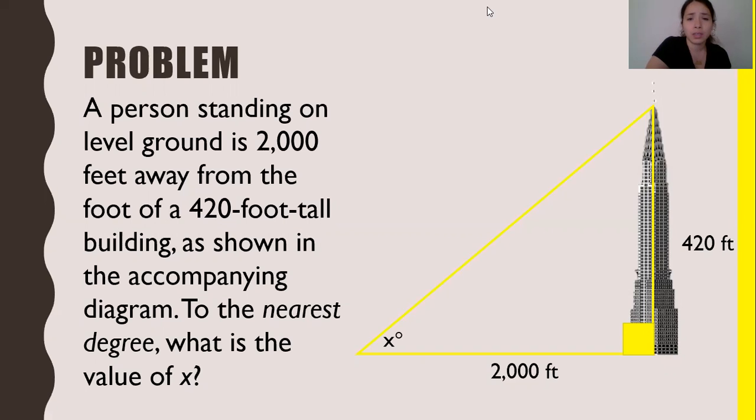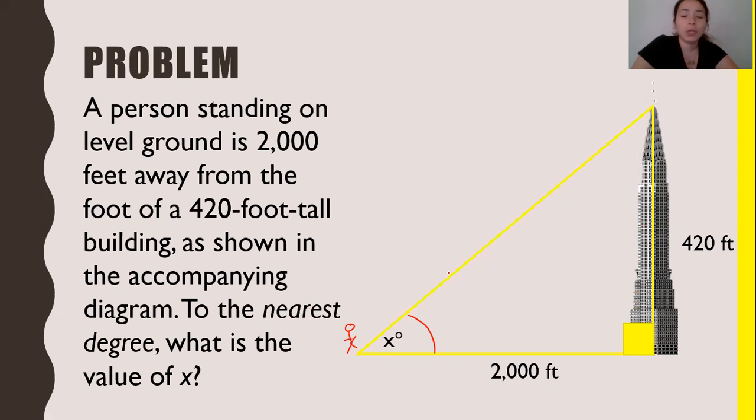A person standing on level ground is 2,000 feet away from a 420 foot tall building. So if you look at this diagram, if a person was standing here, they would be 2,000 feet away from the foot of the building, and the building is 420 feet tall. So they want you, to the nearest degree, to find the value of x. So they want us to find what this angle is, okay?